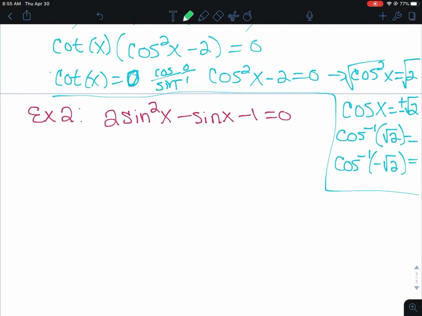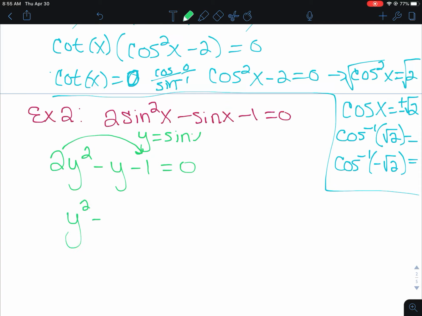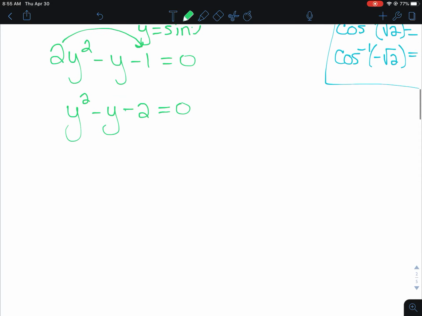All right, so let's think about this other one here. 2 sine squared x minus sine x minus 1. For simplicity purposes, I'm going to rewrite this without the sines because it's a little confusing. So think of it as, let's say y is equal to sine x. So 2y squared minus y minus 1 is equal to 0. This is a situation where we need to slide and divide, so I'm going to slide the 2 to the end. So I have y squared minus y minus 2 is equal to 0.